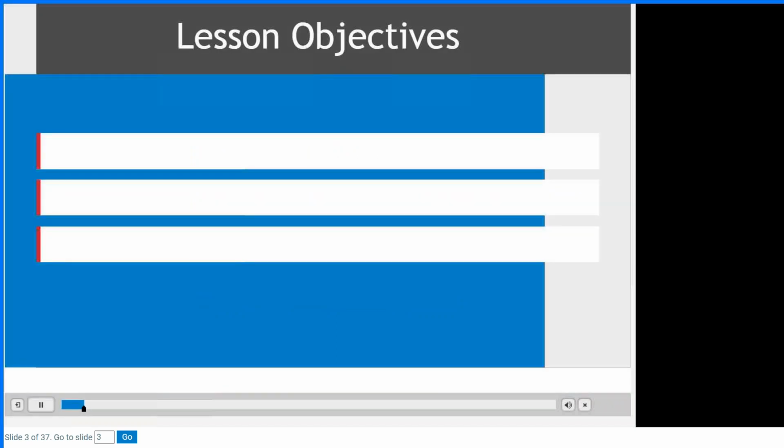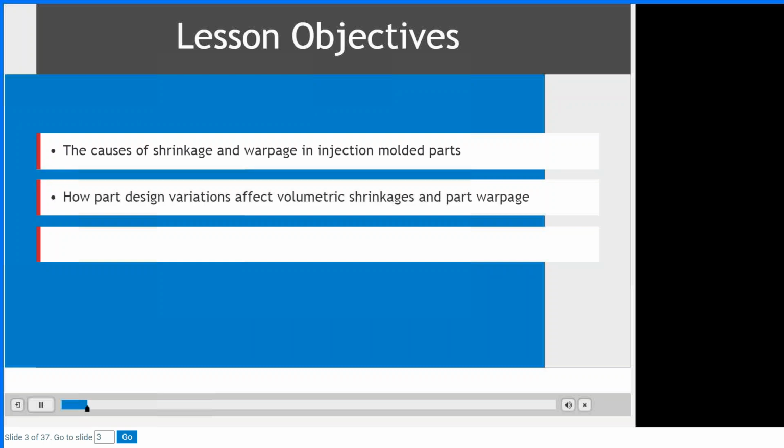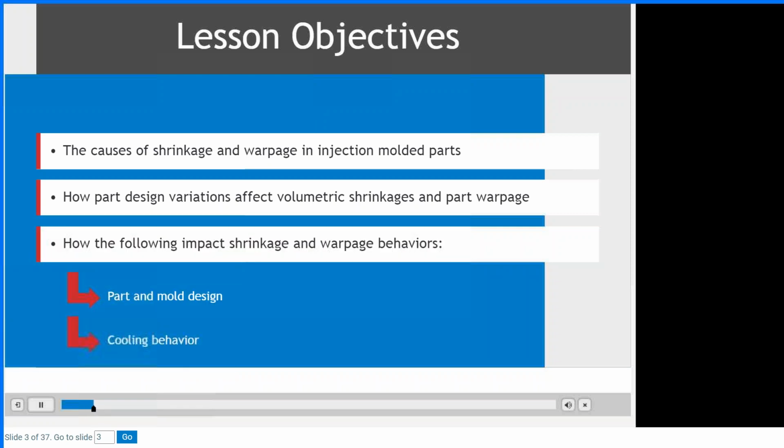In this lesson, you will learn the causes of shrinkage and warpage in injection molded parts, how part design variations affect volumetric shrinkages and resulting part warpage, and how the following affect shrinkage and warpage behaviors: part design, mold design, cooling behavior, polymer material characteristics, and processing steps.